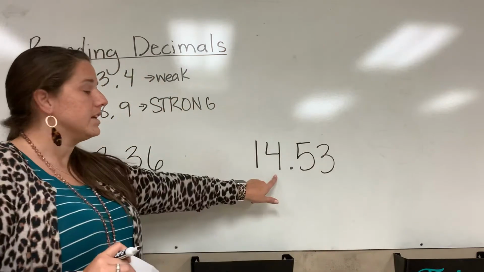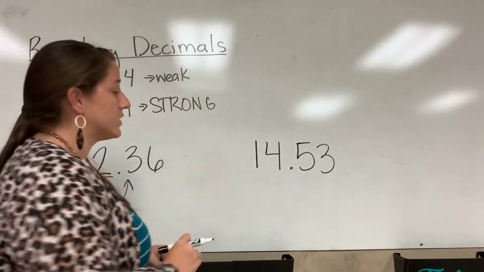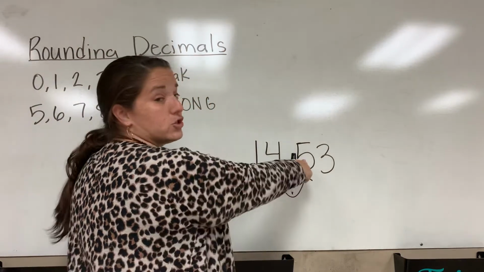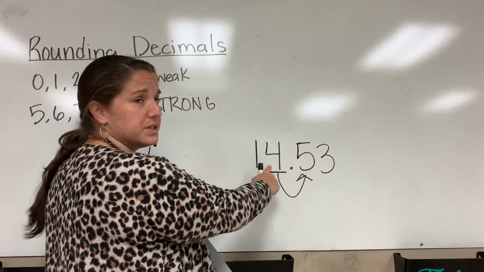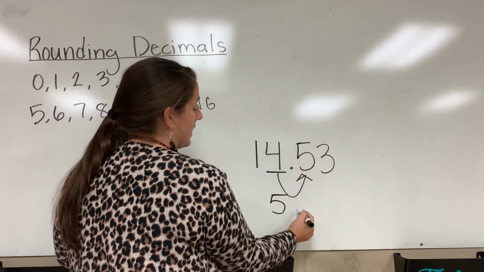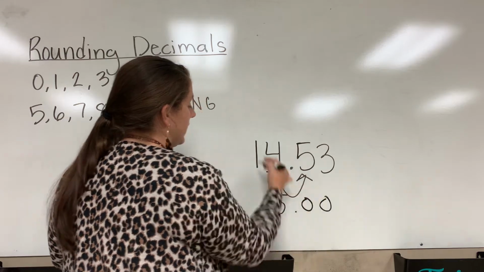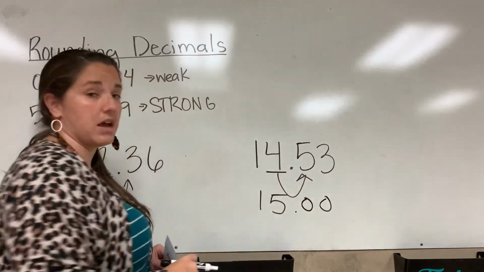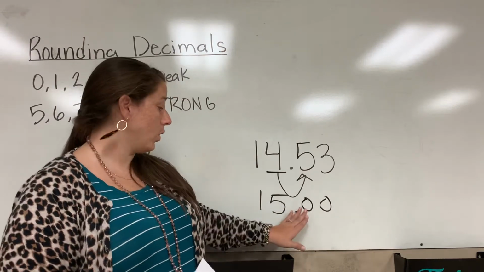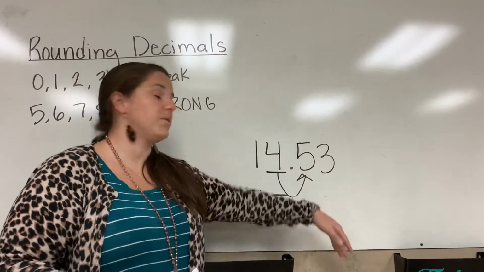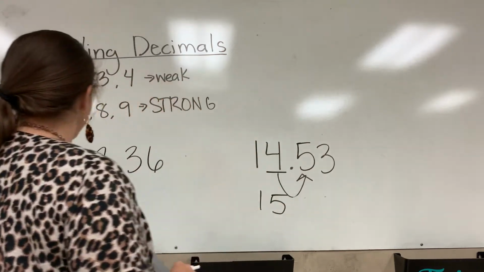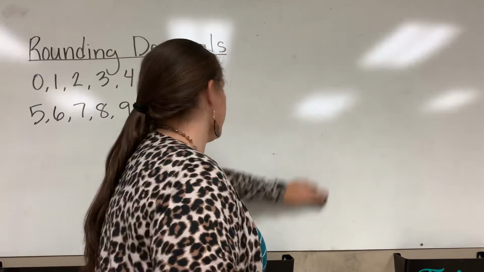This right here, nearest whole number, is gonna be this 4. Underline, go to the 5. 5 is strong. So this 4 is gonna change to a 5. Everything to the right turns to a 0. Everything to the left comes down. You can add these decimal and zeros, or you can just leave it as a 15. Doesn't matter, okay?